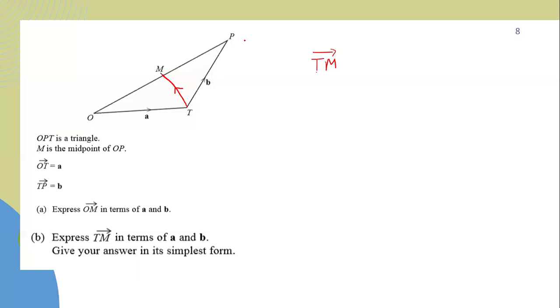Now, T to M, it means that you can take two paths. Someone may decide to come and say, let me start from T, I go towards O. Then when I reach O, that is the first vector. So I'm going to come here and I say T to M is going to be T to O. Then when I reach O, I'm going to move towards M. So now I'm going to come here and say plus O to M. That is my second vector. Hope you notice that for everything I write, I put the arrows to show the direction.